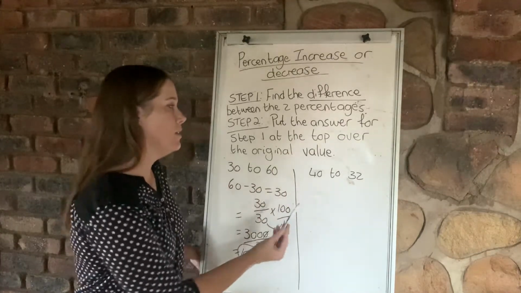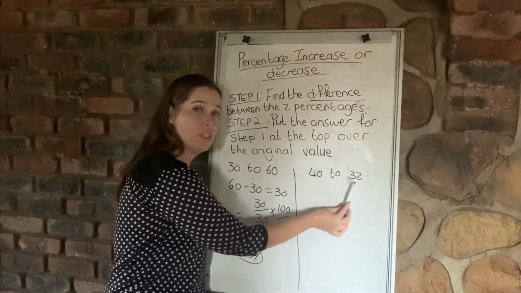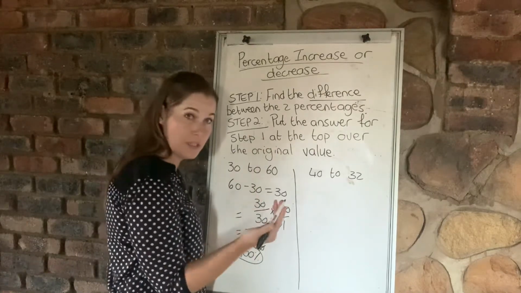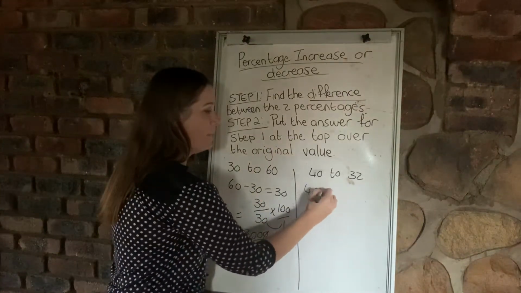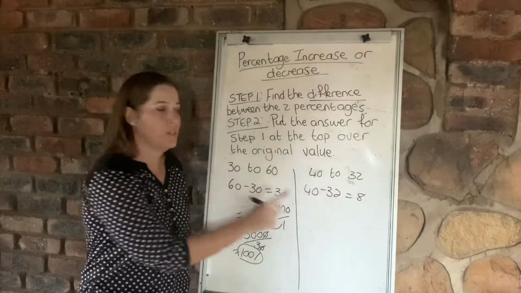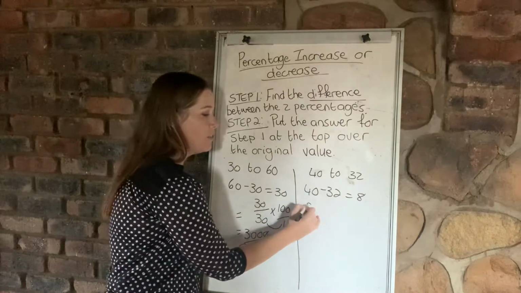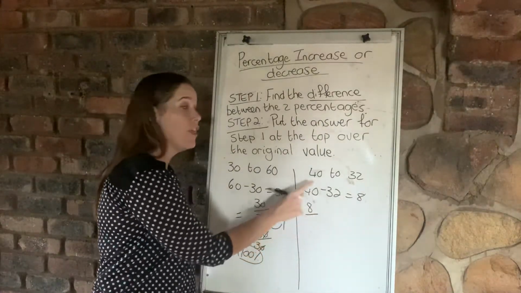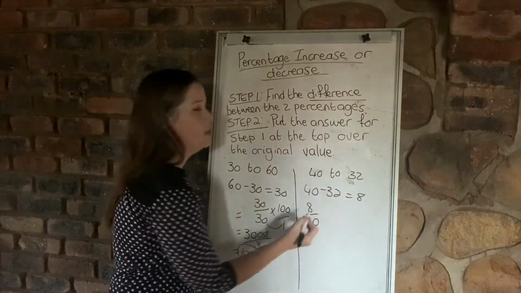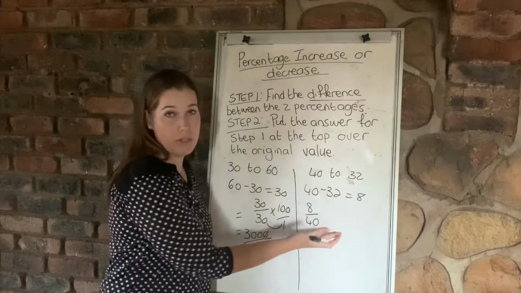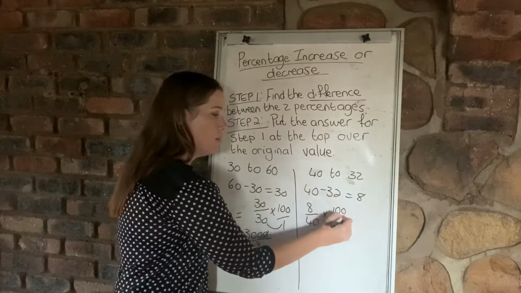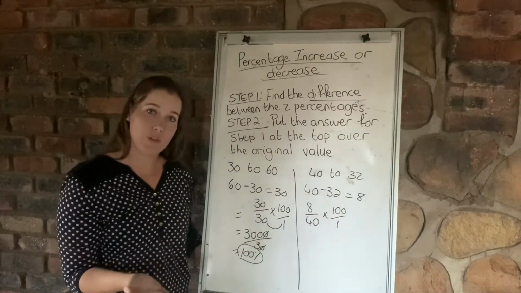If we look at the other side, we went from 40 to 32. Remember, the first step says we must find the difference. So that's our first step. We say 40 minus 32, which is 8. Our second step says we take this answer and we put it at the top. And we put it over the original value, which in this case was 40. Now again, it's not easy to take 40 to 100, so we have to multiply by 100 over 1, because all percentages are out of 100.